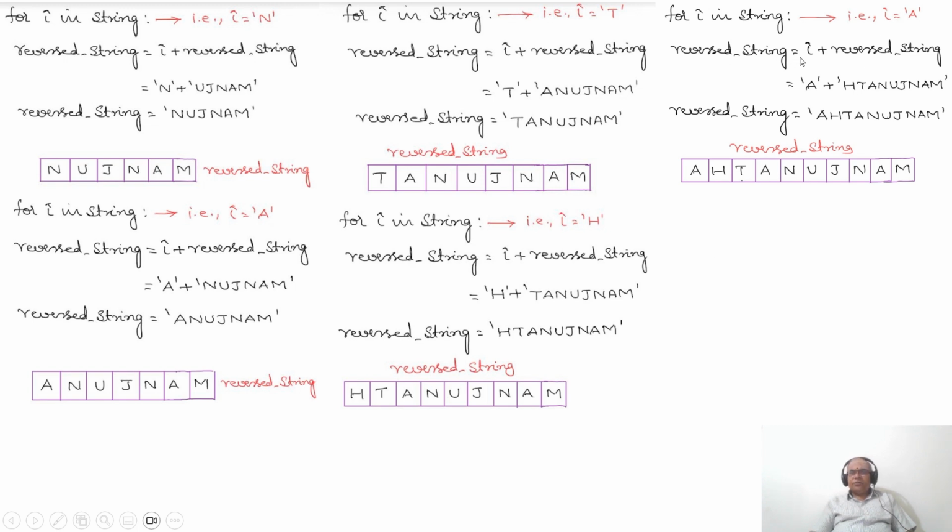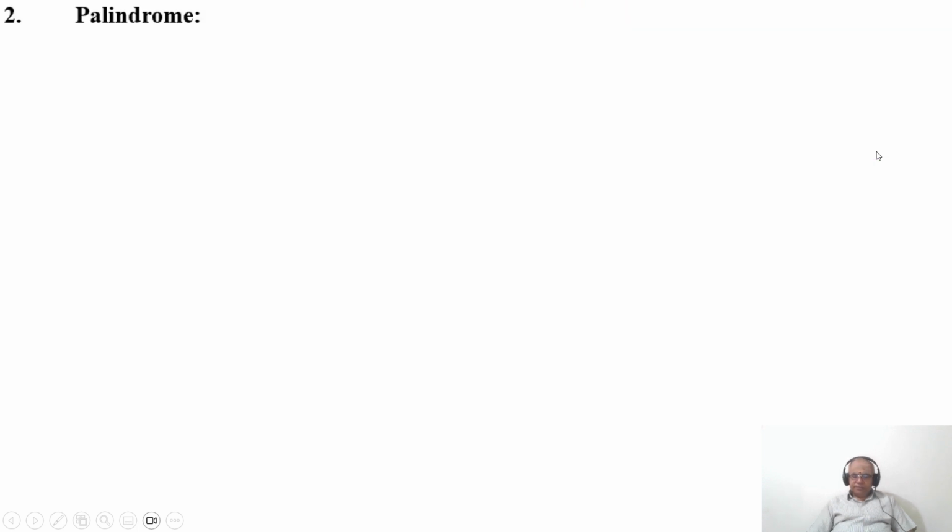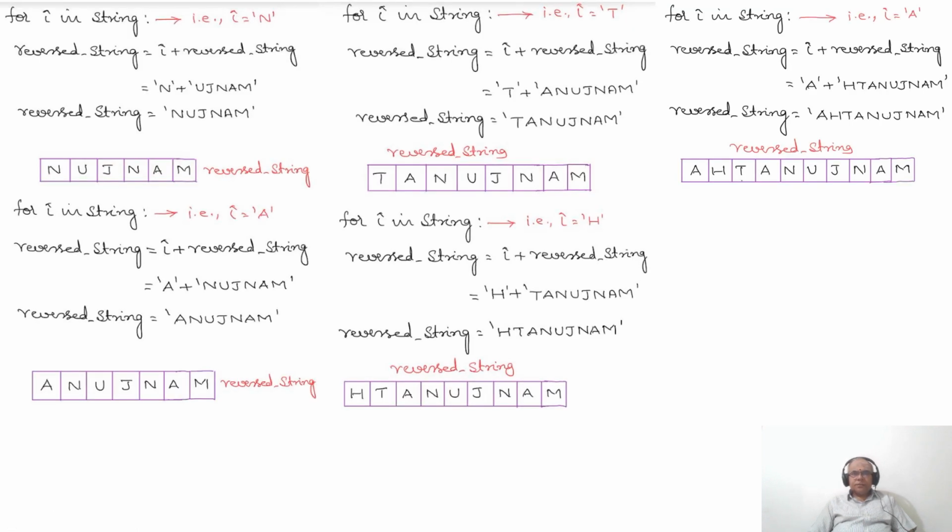Reverse string will be equal to I, which is A, plus reverse string. It will take this value now. So the reverse string will be AHTANUJNAM. This is the reverse string. This is how it is going to continue with this program.